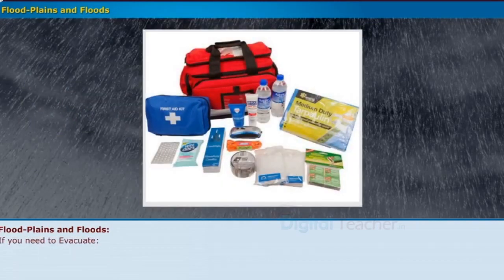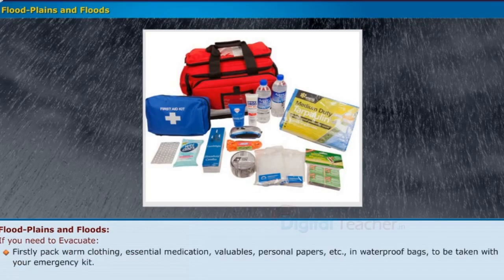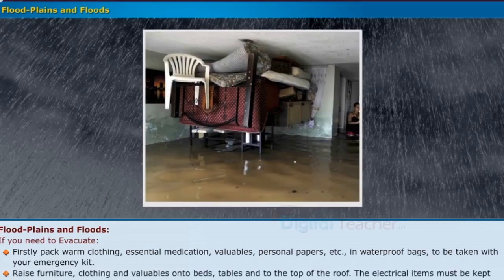When we have to move from our place in case of cyclone or flood warning, you need to evacuate. Firstly, pack warm clothing, essential medication, valuables, personal papers, etc. in waterproof bags to be taken with your emergency kit. Raise furniture, clothing and valuables onto beds, tables and to the top of the roof. The electrical items must be kept at the highest place.